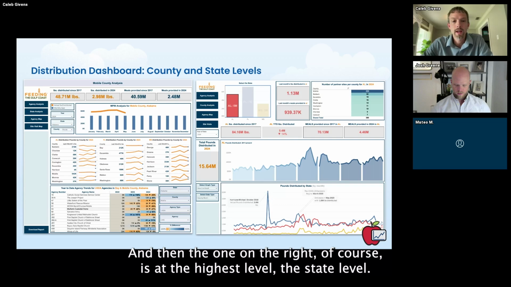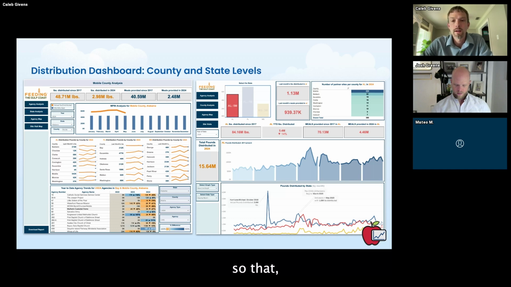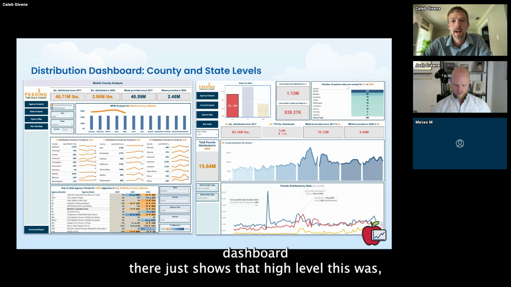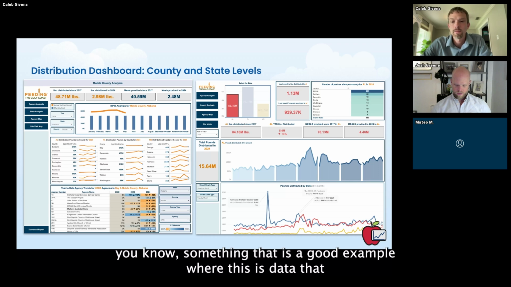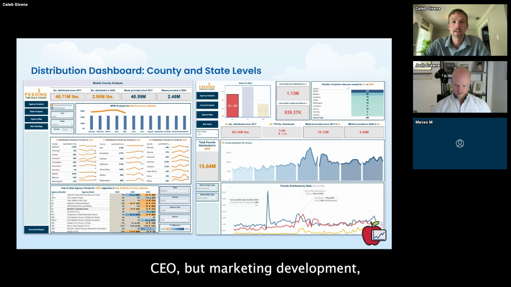And then the one on the right, of course, is at the highest level, the state level. We serve 3 states, Alabama, Florida, and Mississippi. So that dashboard there just shows that high level. This is a good example of data that lots of different departments need, not just operations, not just our CEO, but marketing, development, grants. They all need to know this information.